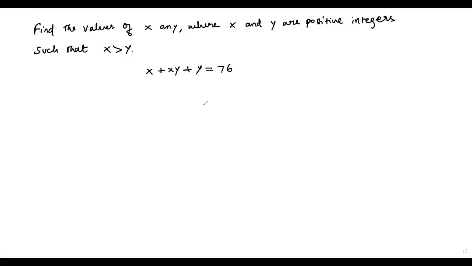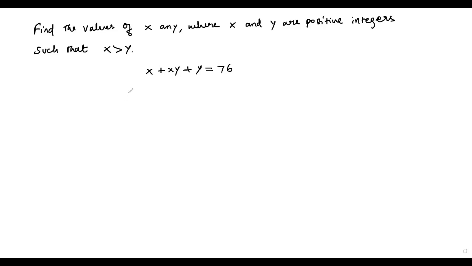Here we have a math problem. In the given equation x + xy + y = 76, we have to find the values of x and y where both x and y are positive integers such that x is greater than y. Okay, let's solve this equation for x and y.